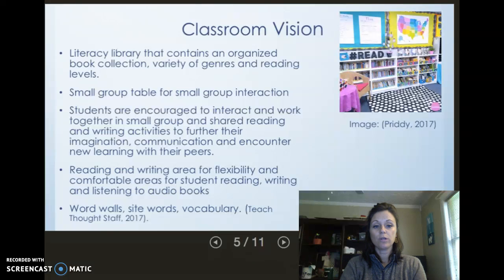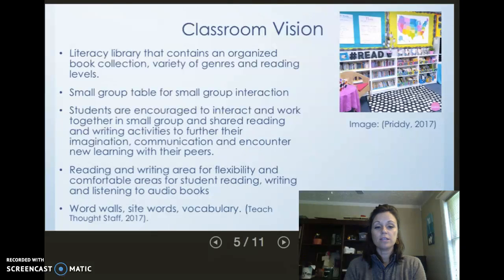Students will also work together in small group activities and share reading amongst themselves, individually or in pairs depending on their comfort level. Students will be encouraged to interact with each other on their writing and reading topics to further their imagination, communication, and encounter new learning with their peers. With space allowed, I'd like to have an area where students can get comfortable, sit on the floor or a beanbag chair, and read their books or even listen maybe to audiobooks.